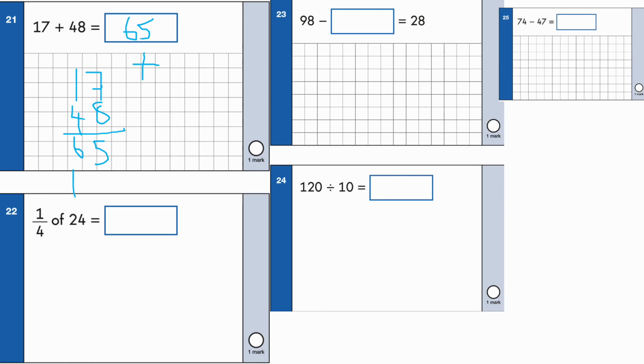This is question number 22. A quarter of 24. Well, a quarter means dividing by 4. So 24 divided by 4. So how many 4s go into 24? We've got 4, 8, 12, 16, 20, 24. So the answer is 6. Okay.